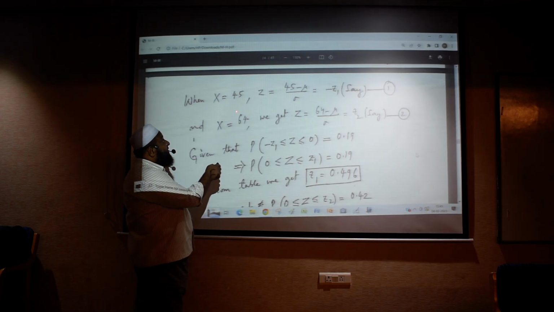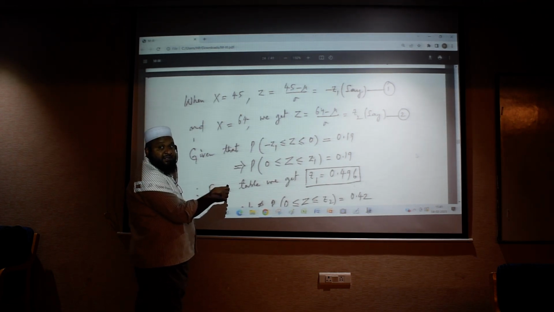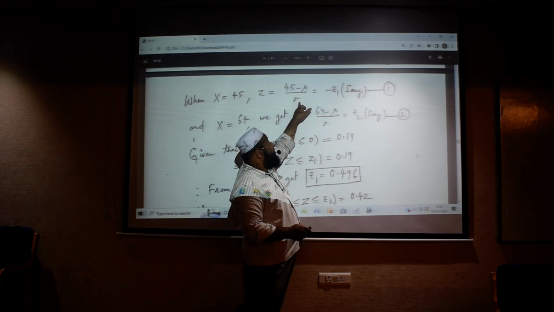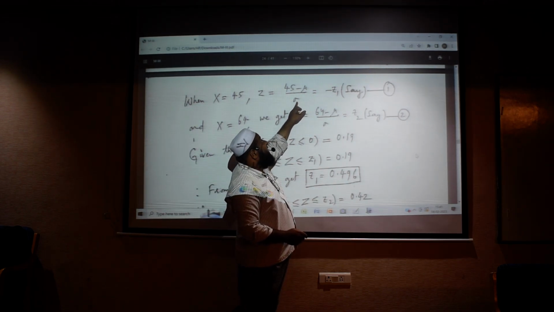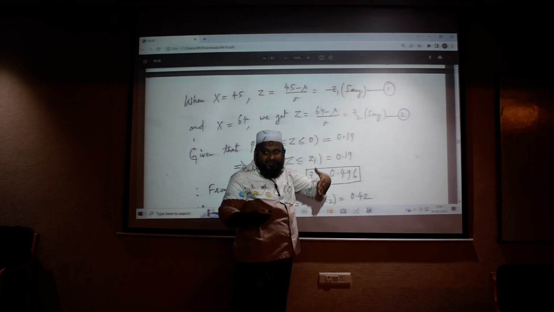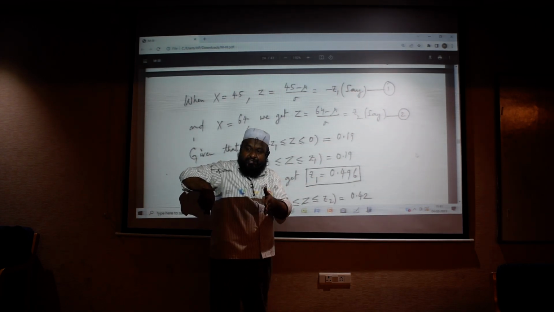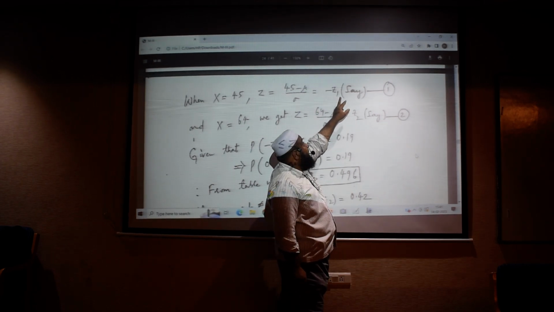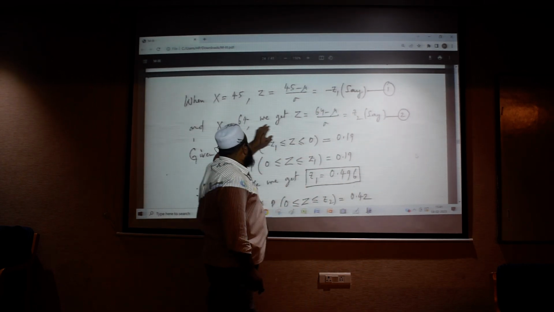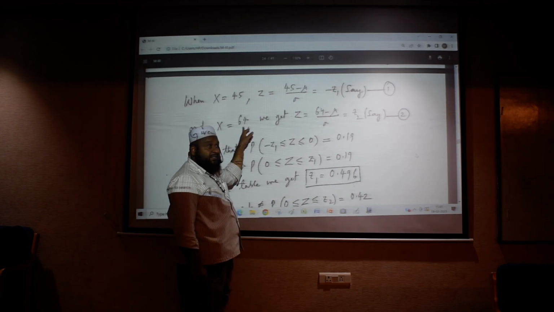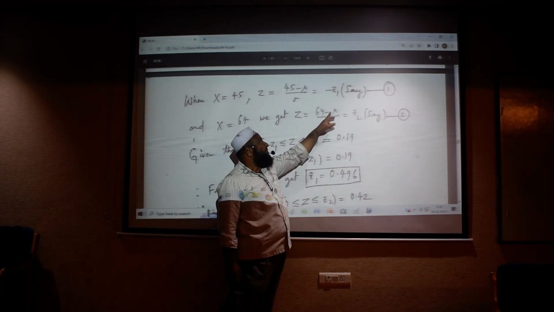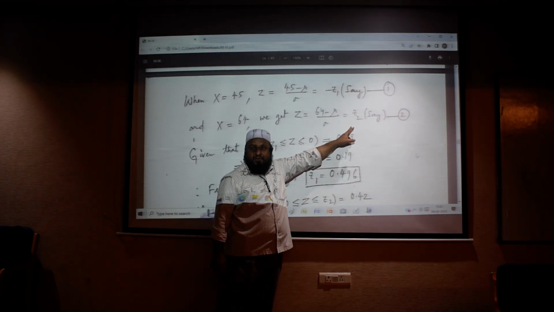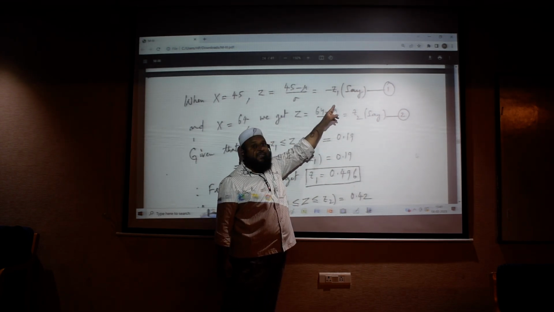So when x is 45, z is how much? 45 minus mu by sigma. We don't know mu, we don't know sigma, but we are saying let it be minus z1. As I said, z at x equal to 45 is minus z1. So let us compare this with minus z1. Say when x is 64, z is 64 minus mu by sigma. That is some z2. Say this is positive z2, that is minus z1.